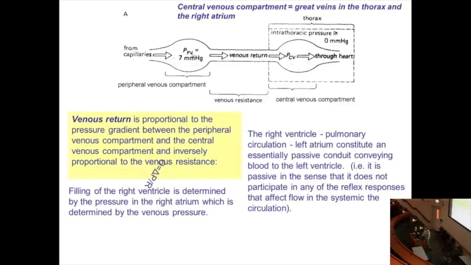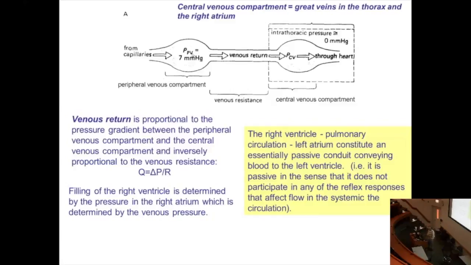There it is right there, and don't forget Ohm's law. Filling of the right ventricle is determined by the pressure in the right atrium, which is determined by the venous pressure. And the more venous pressure, the more the pressure gradient, the more filling you get, and the higher the end diastolic volume in the right ventricle is.